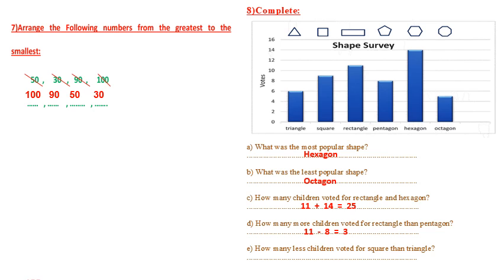How many fewer children voted for square than rectangle? How many children voted for square? 9. And how many children voted for triangle? 6. Okay, to know how many fewer children, I'll add or subtract? Excellent, subtract. 9 minus 6 equals 3.